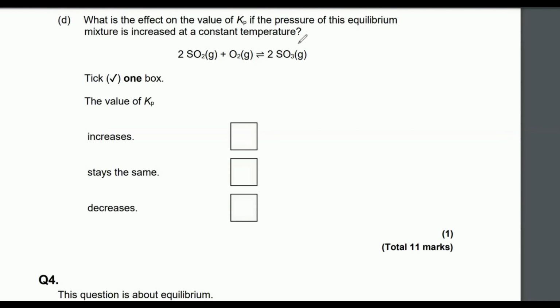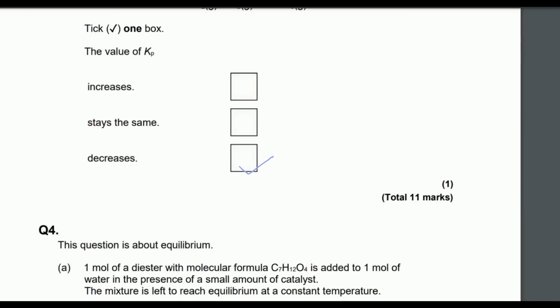So if we increase the pressure, we're going to get an increase in yield because it's going to shift to the right hand side, right? It shifts the equilibrium to the side with the fewest gas molecules. However, this does not ask us about the yield, which would increase. This is actually asking us about Kp. And just like concentration, changing pressure has no effect on Kp. So we would say the Kp would stay the same. And the reason is because it's a ratio, so when you change one, you change the other.